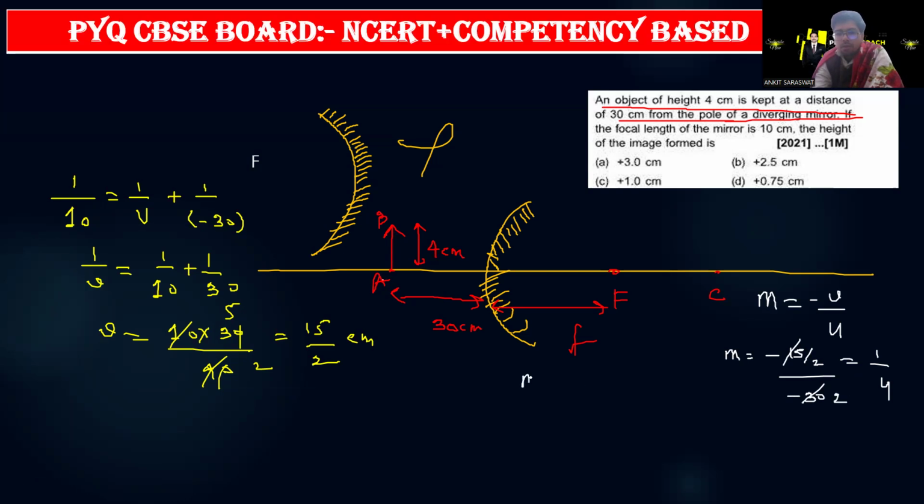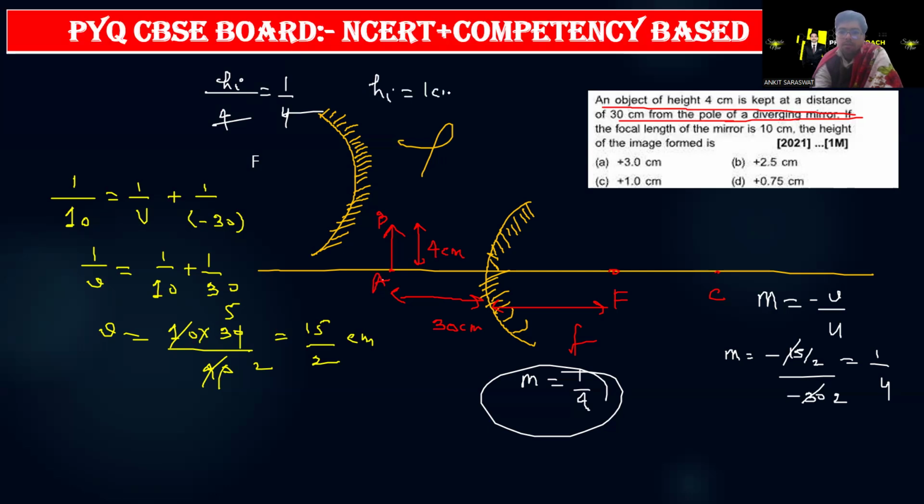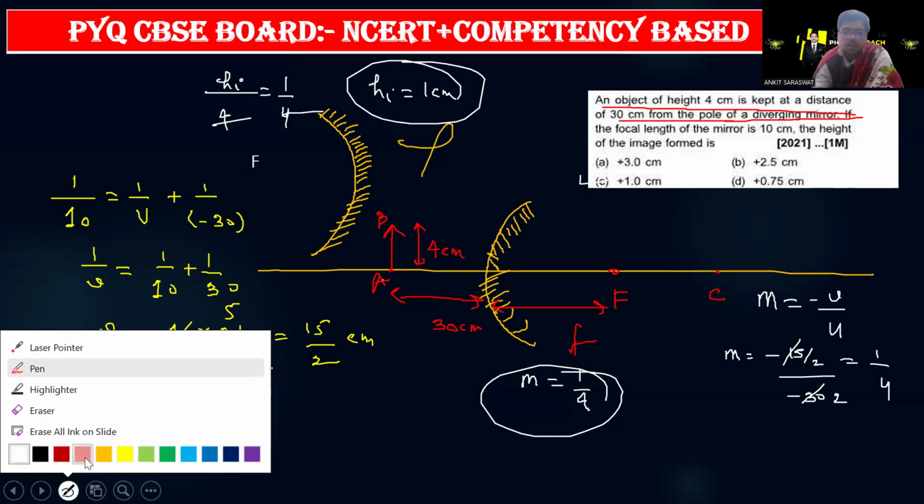m is 1 by 4. Then hi by ho is 1 by 4, with ho being 4, so hi is obviously plus 1. Option C. The correct answer is option C.